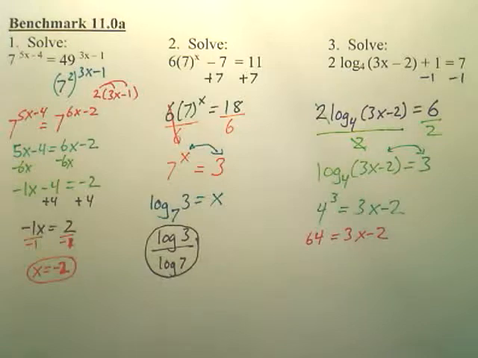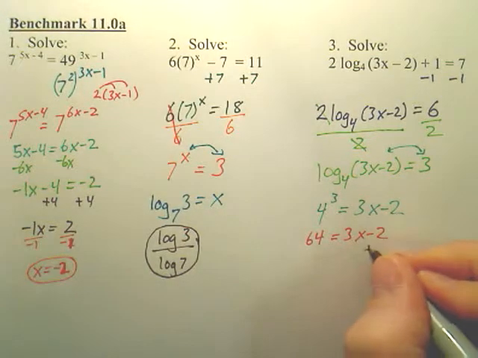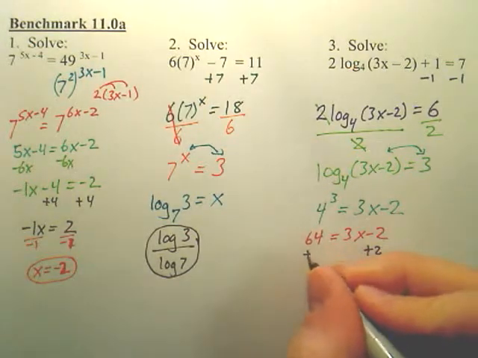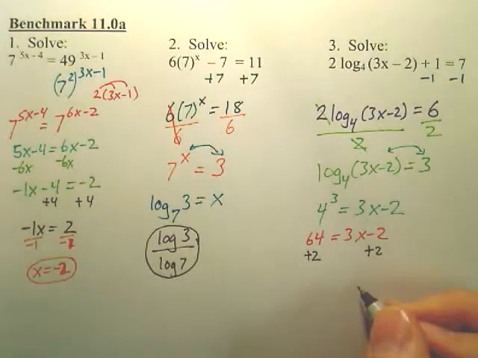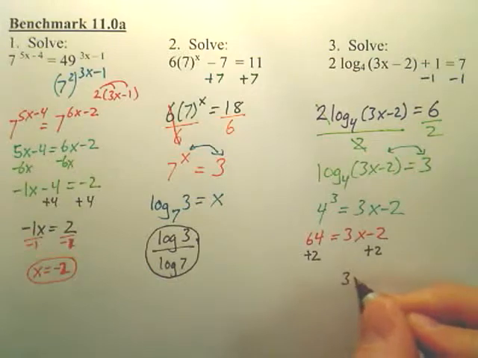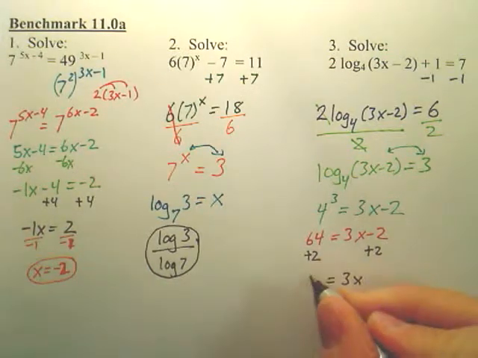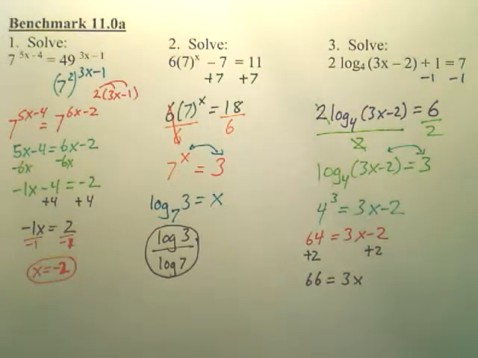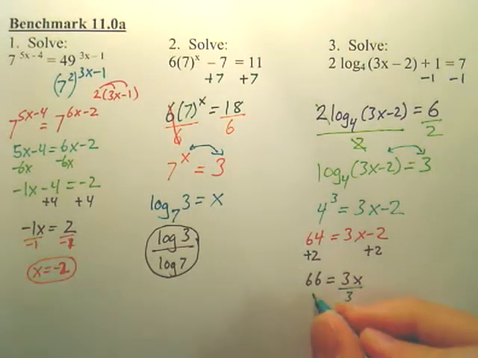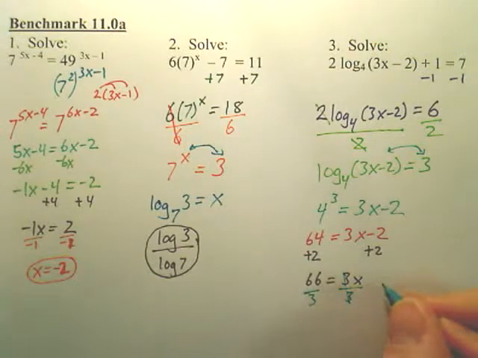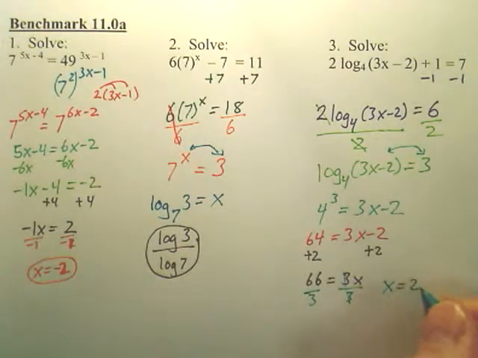And that's a simple solving problem, which is kind of nice. So to solve it, what we're going to do is add the 2 over, it looks like. And that would give us 3x over here. And that looks like 66. And then we divide by 3. And it looks like we got x equals 22.